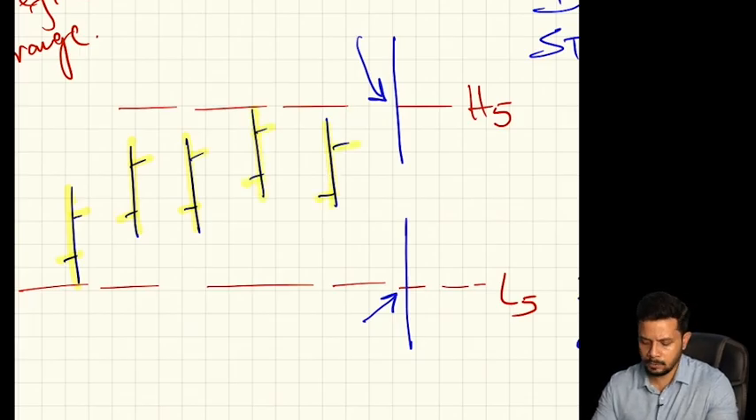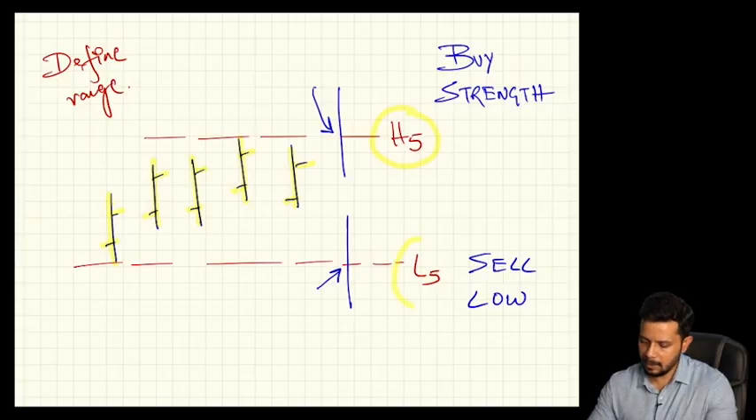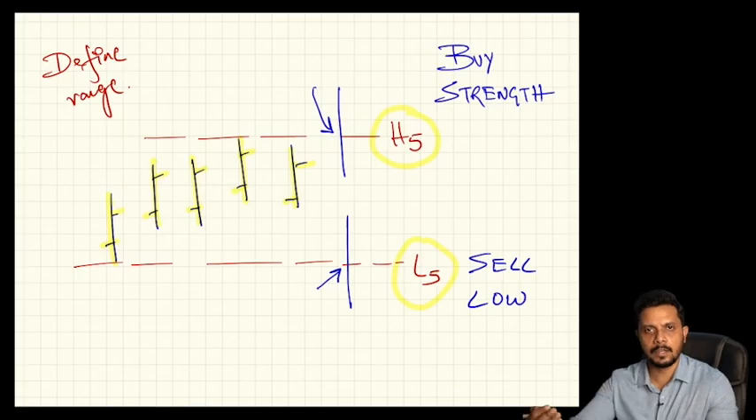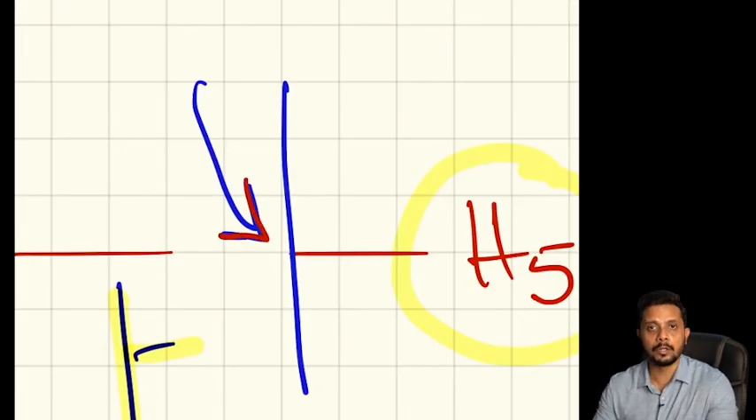And then what you do is you define the highest point of these 5 days. I have numbered it H5, and you find the lowest point of these 5 days, which is L5. So, H5 and L5 is the highest point of the last 5 days and the lowest point of the last 5 days respectively. And a breakout trader will be looking to buy once this range is broken on the upside. It means you are a breakout trader, you are buying strength.